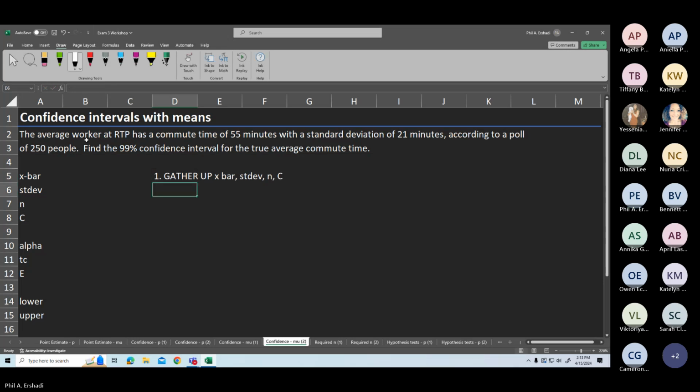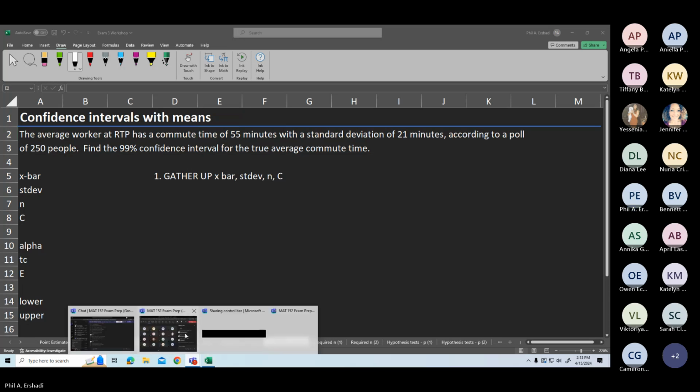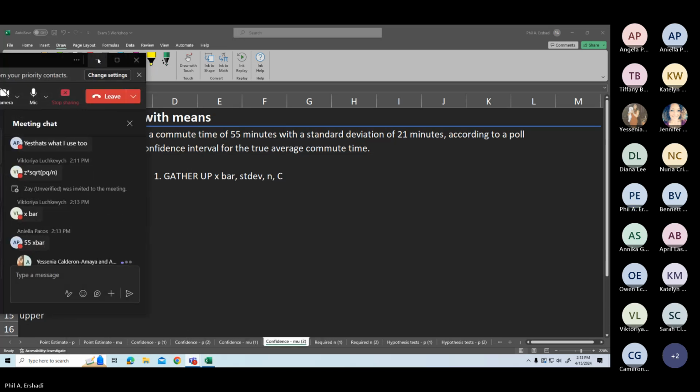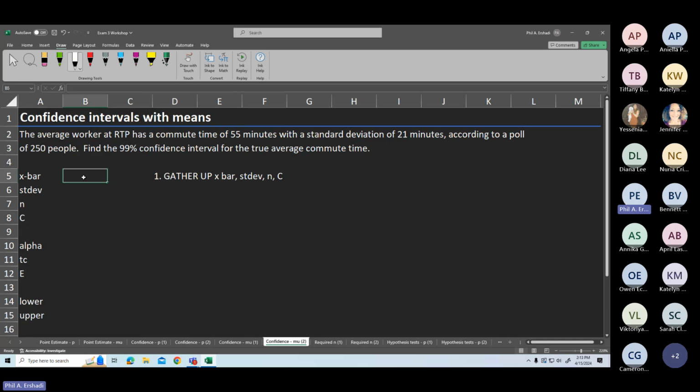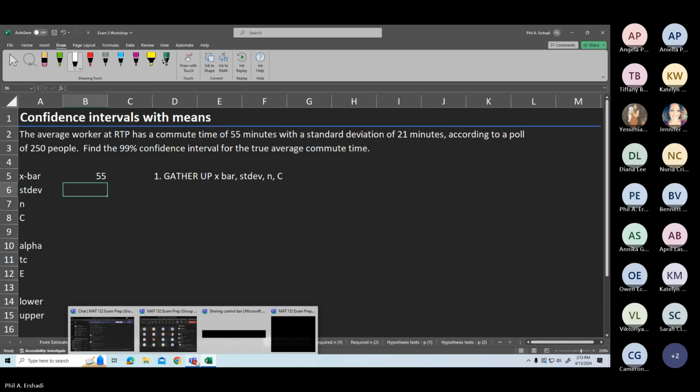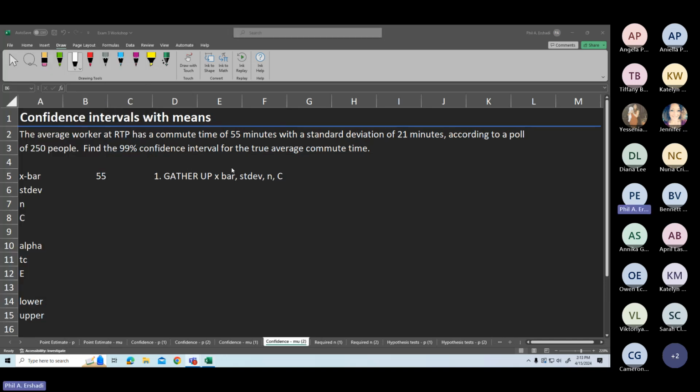So first off, let's start on line 2. It says the commute time is 55 minutes. What symbol goes with that 55 minutes, and where do I put it in my Excel table? Yep, looks like everyone knows. It goes next to x bar. And then the 21, where does that go? Standard deviation, yep, good. And then the 99% is the confidence interval. We'll say 0.99, and the n is 250. So, yeah, everyone knows what goes where.